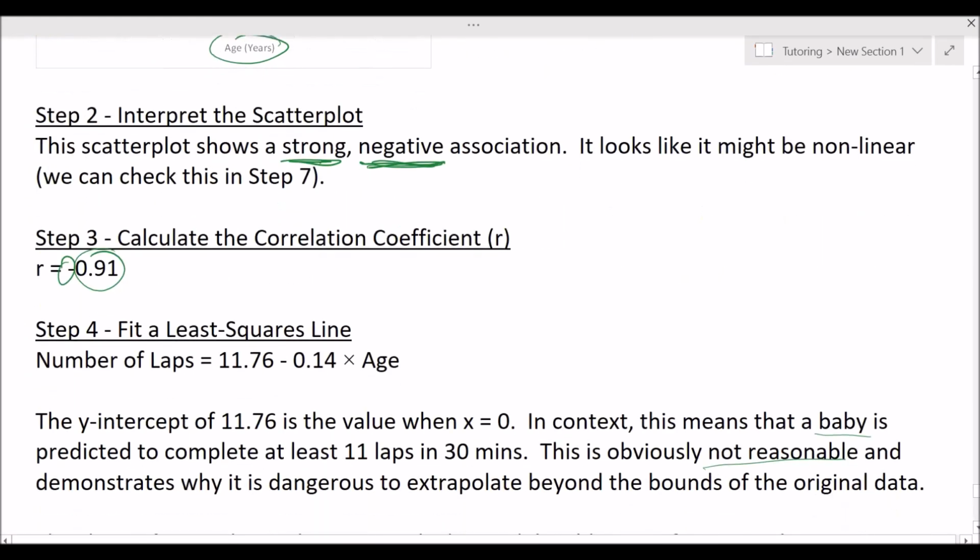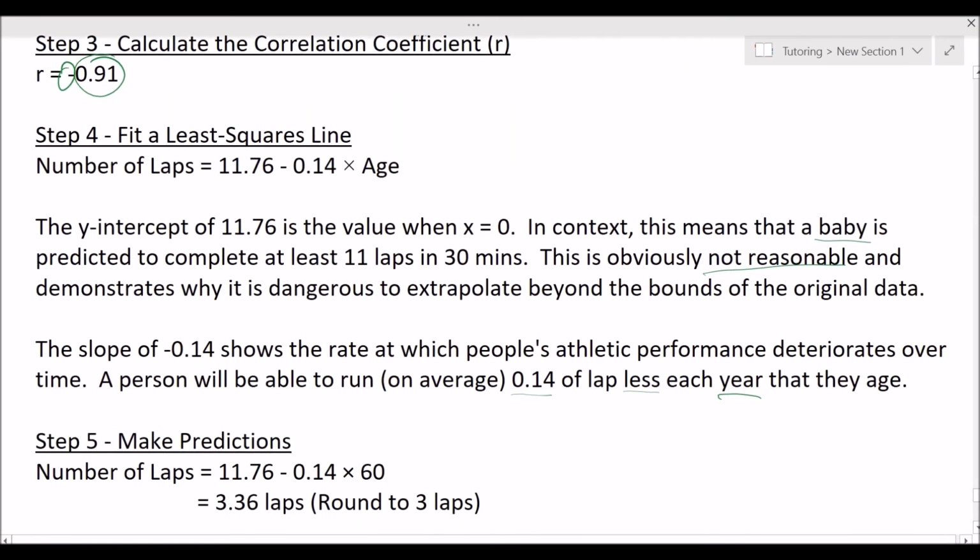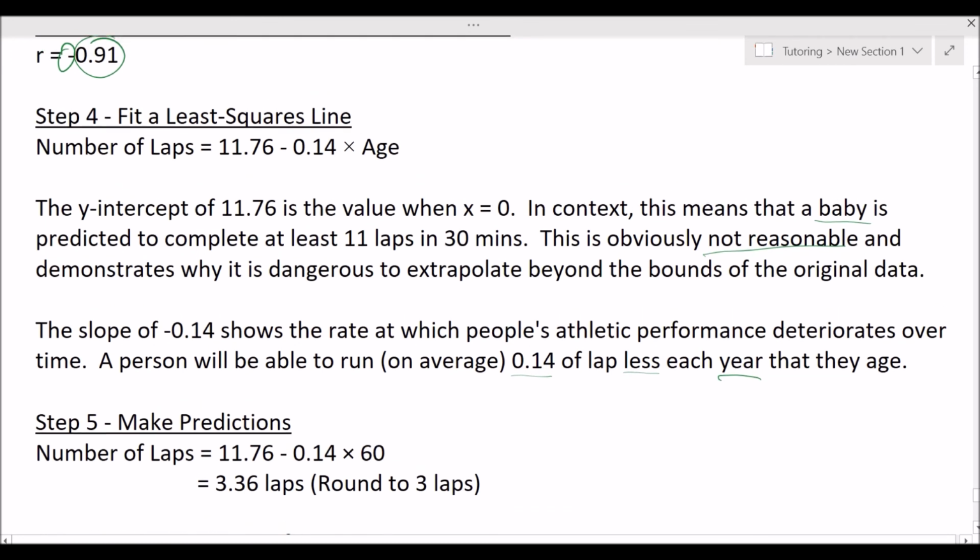Okay, so to make that prediction, you will need to substitute 60 into your equation. And I got 3.36 laps. But remember, in the context of the data, it was asking how many laps could they complete in 30 minutes. So this does not count as a completed lap. So that's why I rounded to 3 laps of this track.